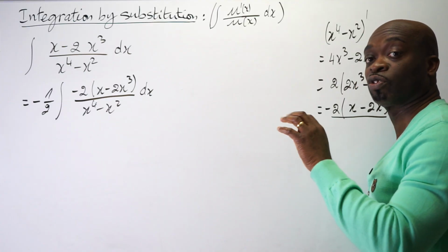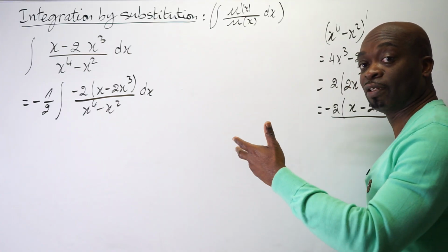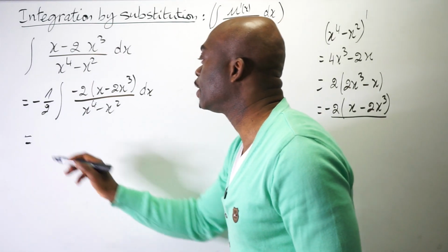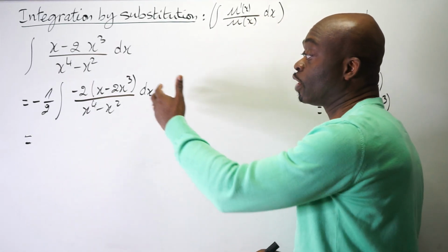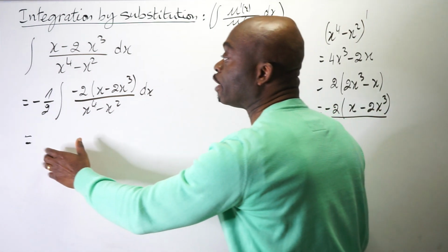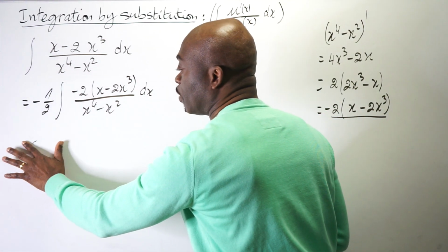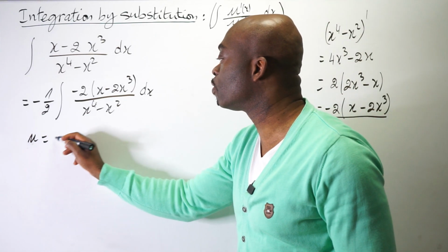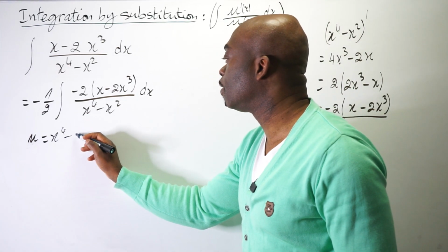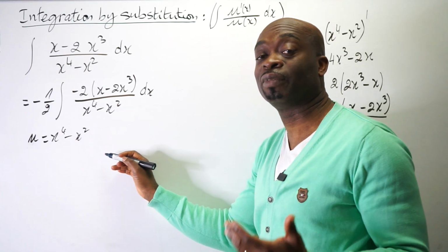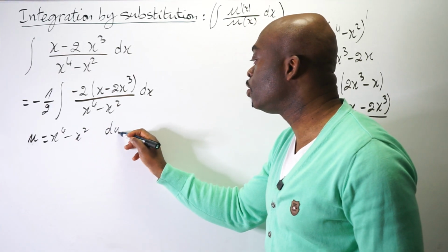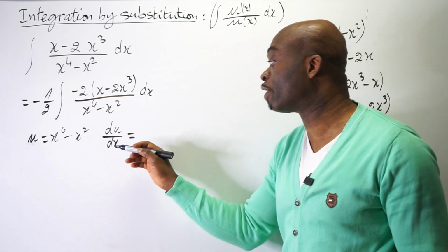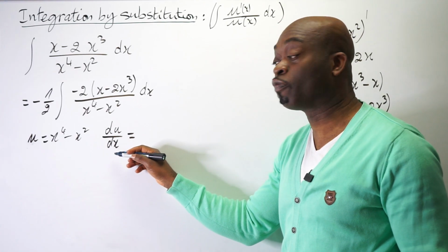So we're taking our time now to understand. Once we understand, now we can run, okay? So let's go. Now we're confident that we can do this. We can set up the bottom piece equal to u, right? So u equals x to the fourth minus x to the second. Now we can find the derivative of that. So du over dx equals what? We're trying to find the derivative of u with respect to x.